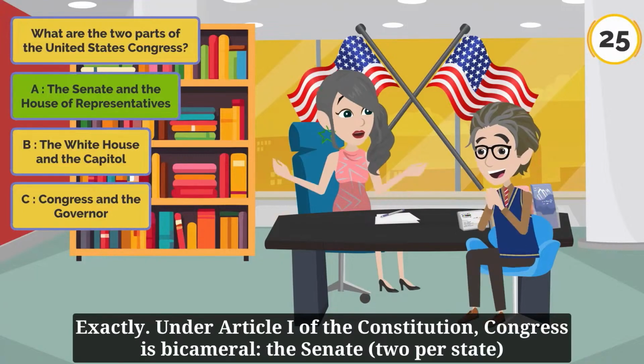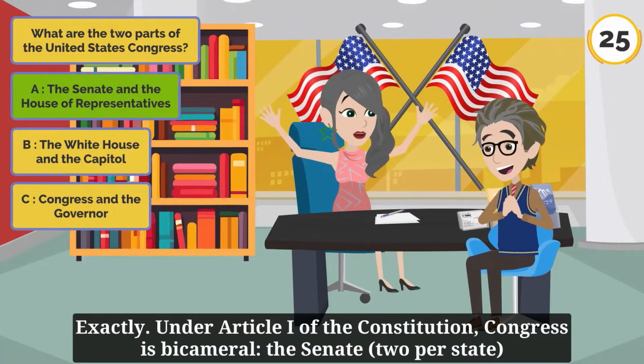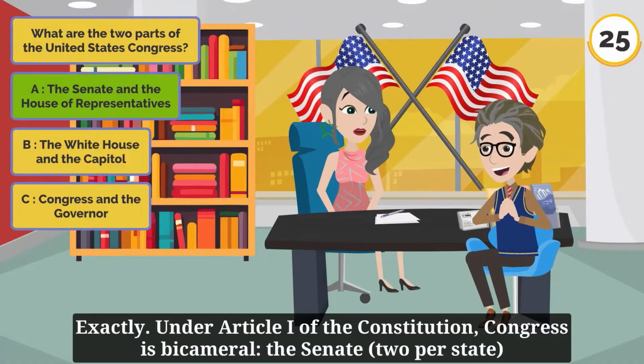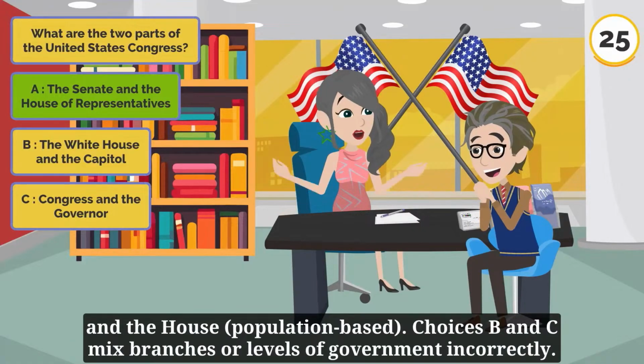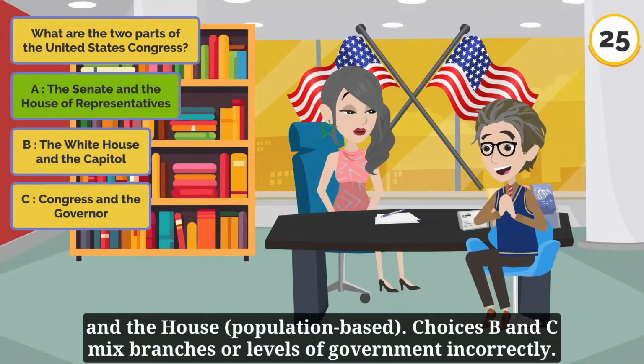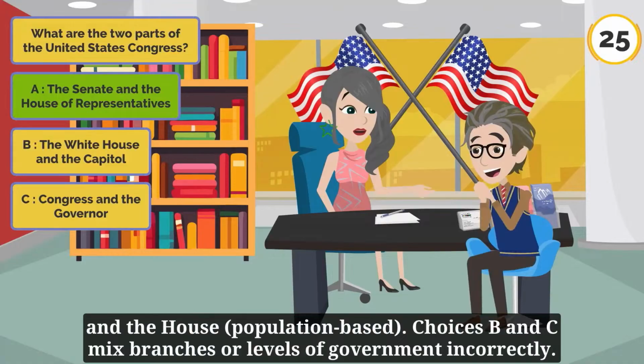Exactly. Under Article 1 of the Constitution, Congress is bicameral, the Senate 2 per state, and the House population-based. Choices B and C mix branches or levels of government incorrectly.